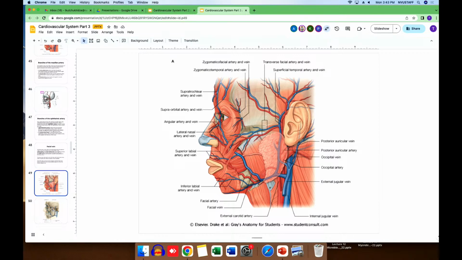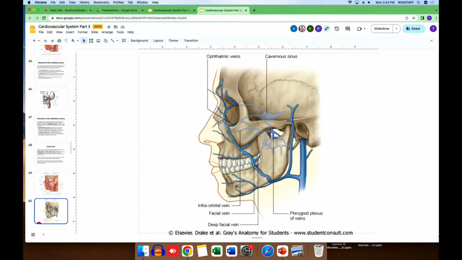Talking about the veins, the names are almost the same, the routes are almost the same. We have transverse facial veins. The transverse facial vein is a small vein that accompanies the transverse facial artery in its journey across the face. It empties into the superficial temporal vein within the substance of the parotid gland.